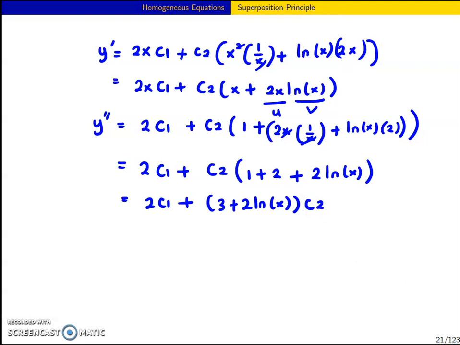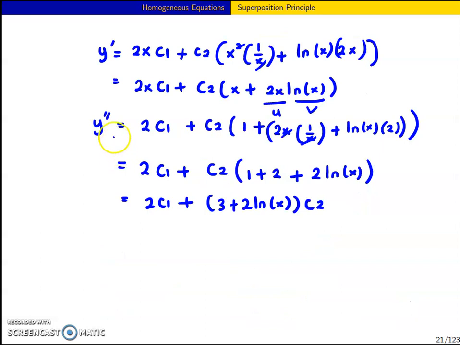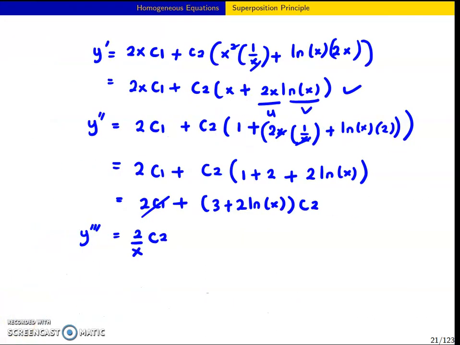Now what do I do here? The question says to show that these are both solutions of the homogeneous linear equation. So we have to put them into this equation, x cubed y triple prime. Oh, I have to find y triple prime too. Finding y triple prime, the 3 is 0, and 2 ln x c2 will give me 2 over x c2.